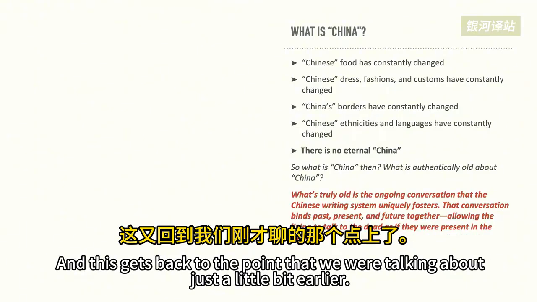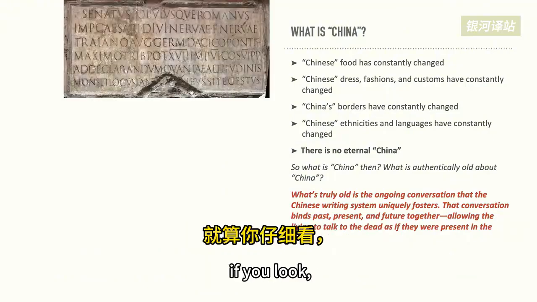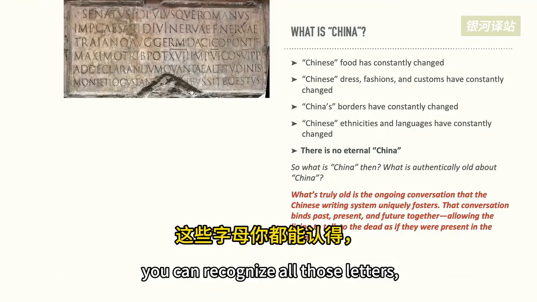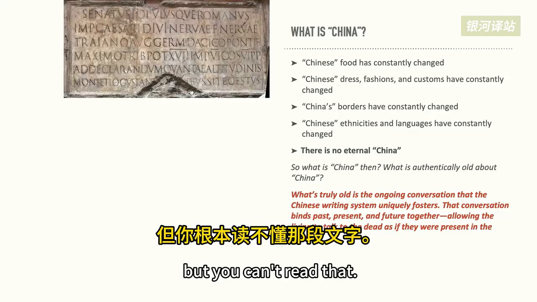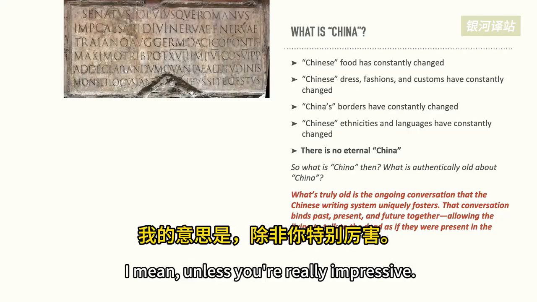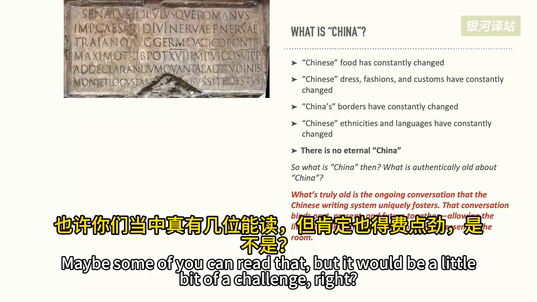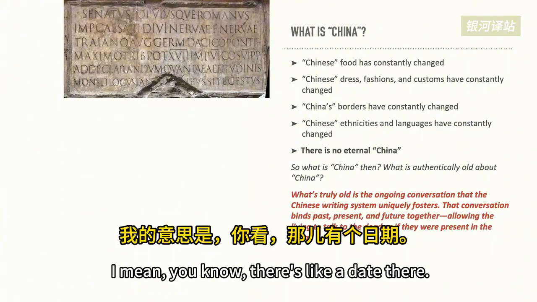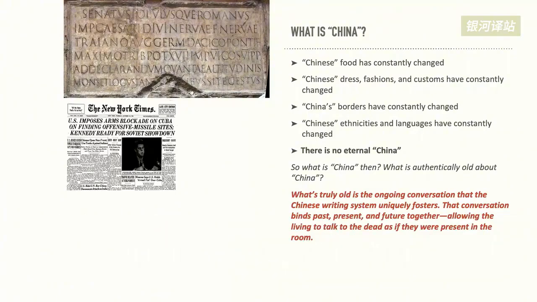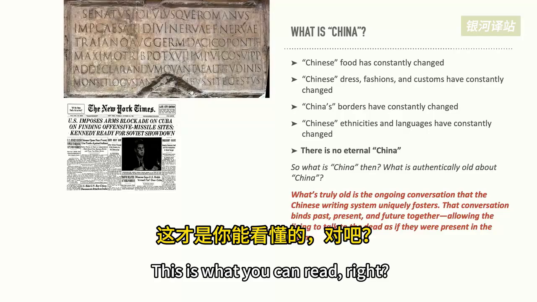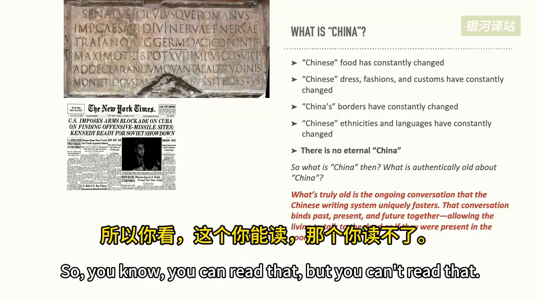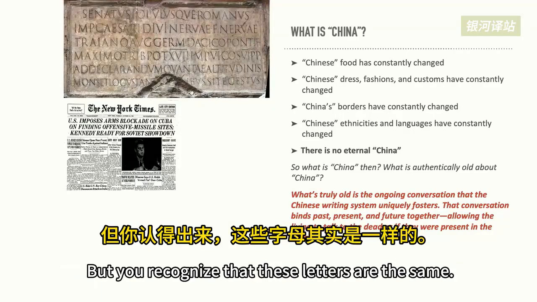And this gets back to the point that we were talking about just a little bit earlier. The reality is, you can recognize all those letters, but you can't read that. Unless you're really impressive, maybe some of you can read that, but it would be a challenge. There's a date there, at least numbers there, right? This is what you can read. So you can read that, but you can't read that, but you recognize that these letters are the same.